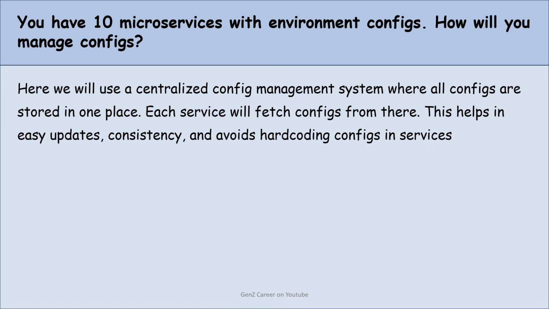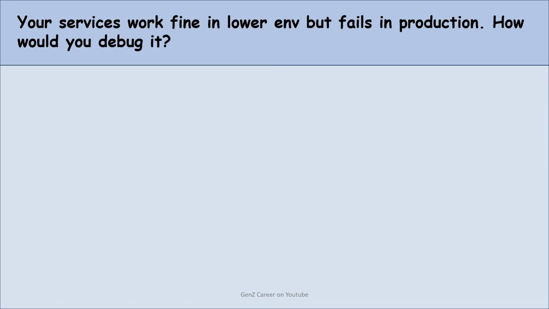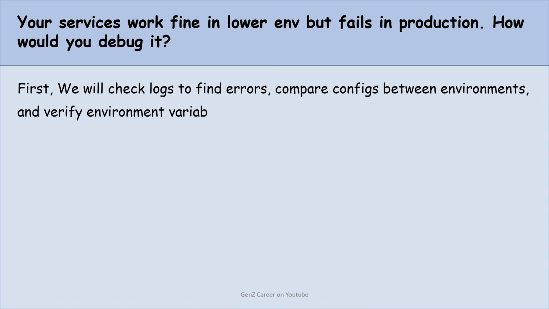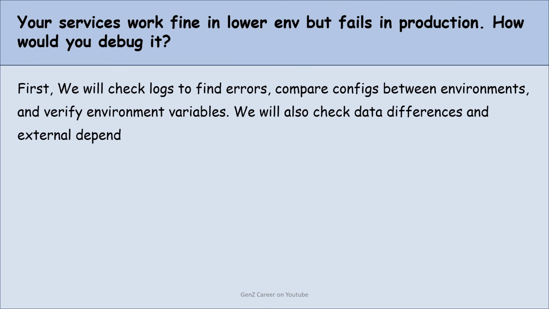Next question is, guys, your service works fine in a lower environment but fails in production. How would you debug it? First, we will check the logs to find the errors, compare configurations between environments and verify environment variables. We will also check the data differences and external dependencies. If needed, we could also try to reproduce the issue in a staging environment.